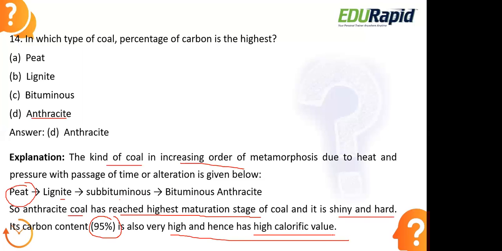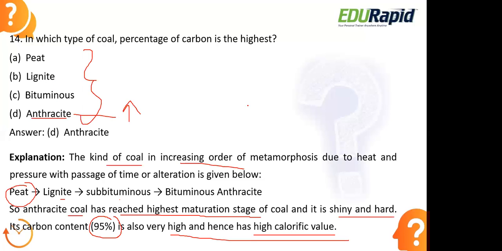So what do we mean by calorific value? Calorific value is the amount of heat produced when a given amount of a substance undergoes complete combustion. Among all of these options, anthracite will produce the most heat energy because it consists of the maximum amount of carbon. So its calorific value will also be high compared to the rest of the options.